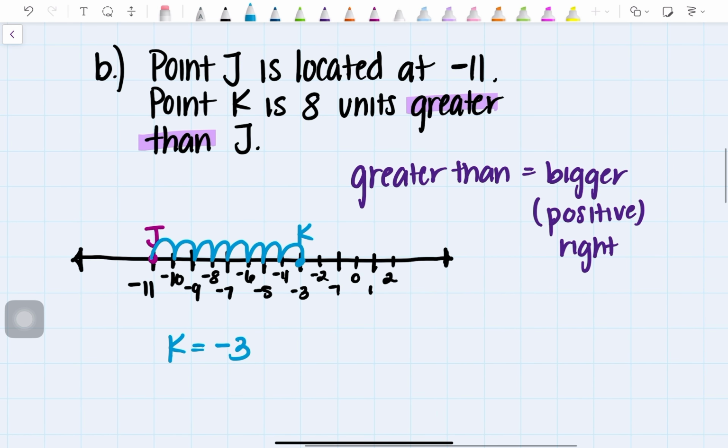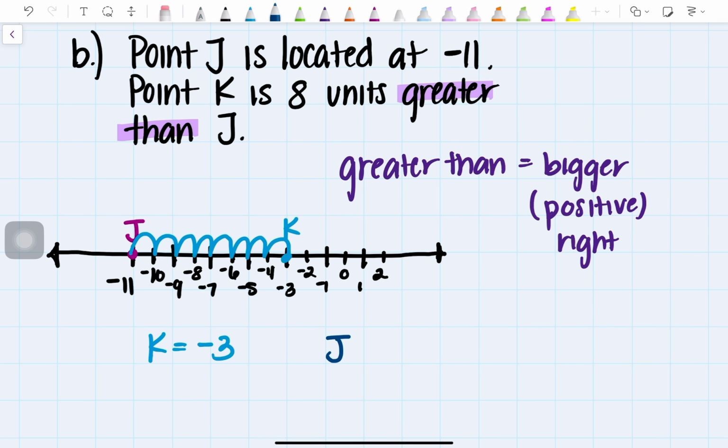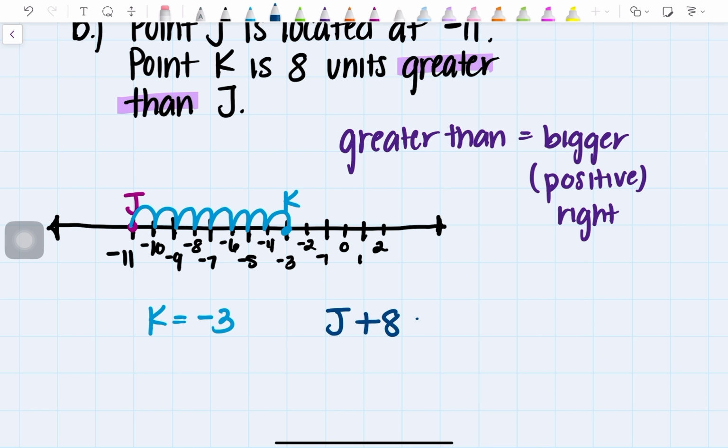And this goes back to what I was mentioning to you, that we could also show it numerically. So point J is, in this case, negative 11. But K is 8 units greater than J. So that means I'm going to be adding 8 to whatever J is. Because we know that J is negative 11, if we combine those, that would give me negative 3, which is what we have as our answer for K.